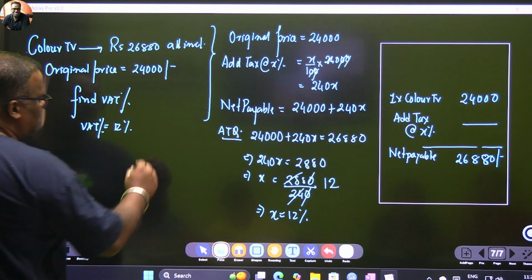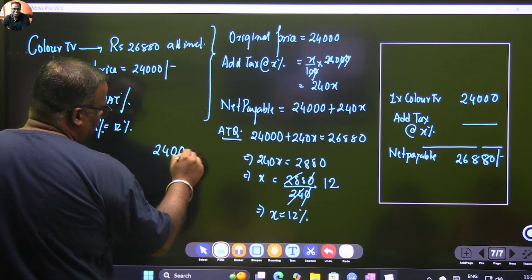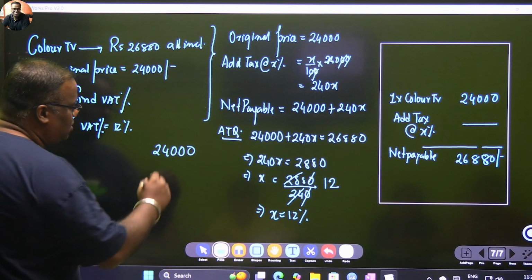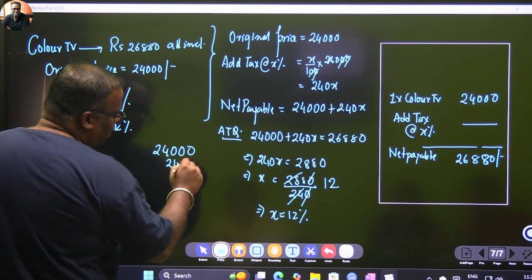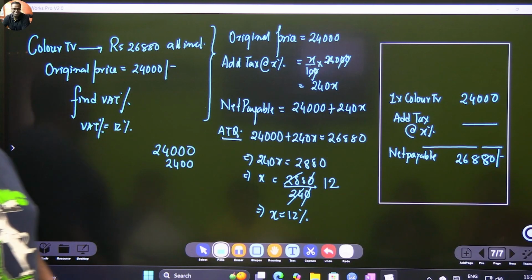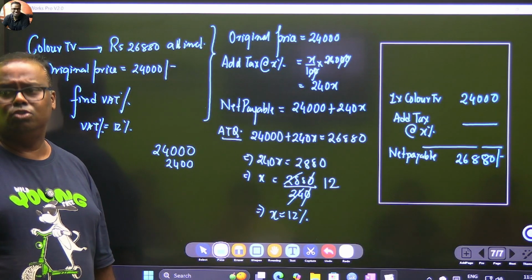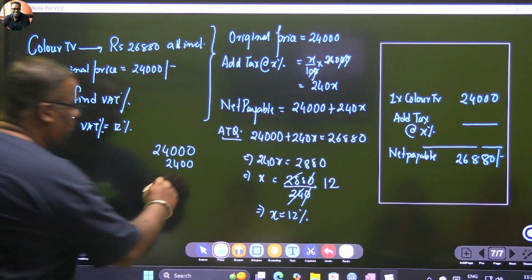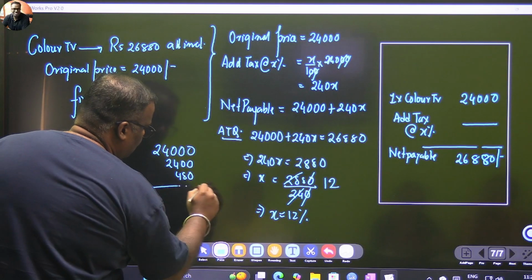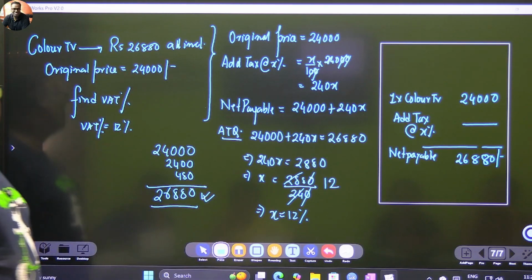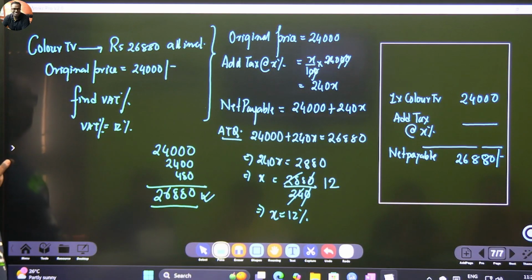If you want to check, you can check 24,000. No calculators, we'll do it on our own. 12%: first add 10%. 10% means how much? 2,400. Another 2%. 10% is 2,400, so 1% is 240. 2% is 480. I'll not do any more.